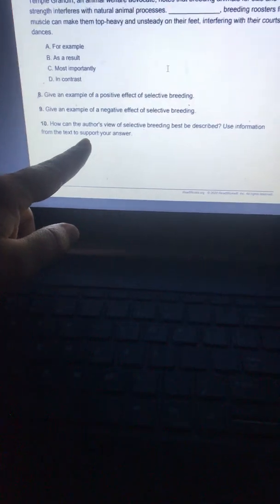All right, and number 10. How can the author's view of selective breeding best be described? So what do you think the author's view of selective breeding is? Do you think that the author is for it, against it, impartial? And use information from the text to support your opinion. Like, what did they say that made you think, oh yeah, they really don't like selective breeding, or they do think it's a good idea?